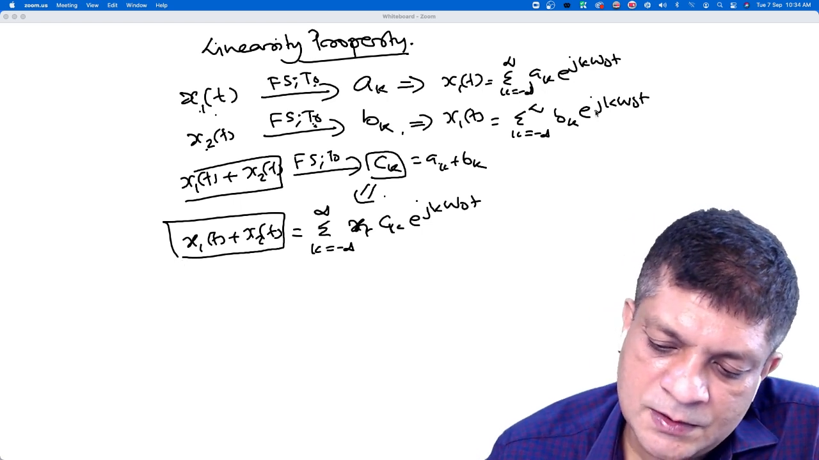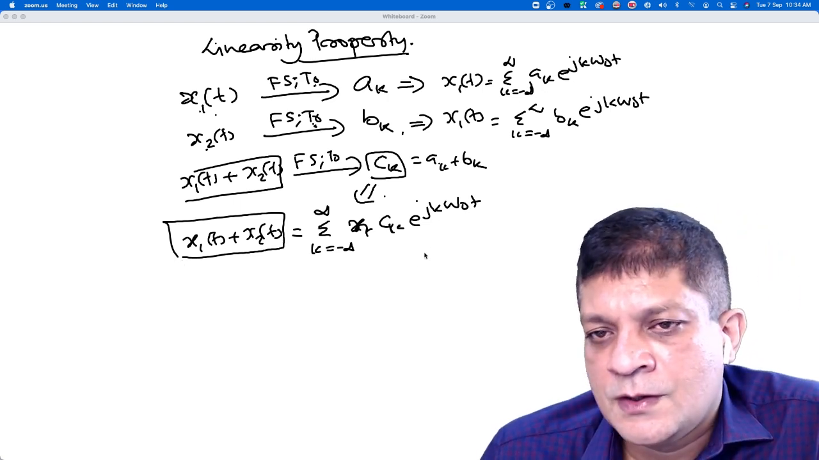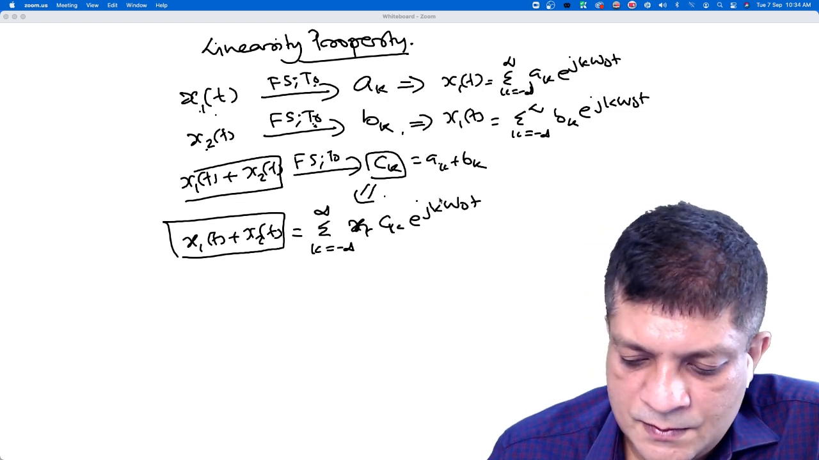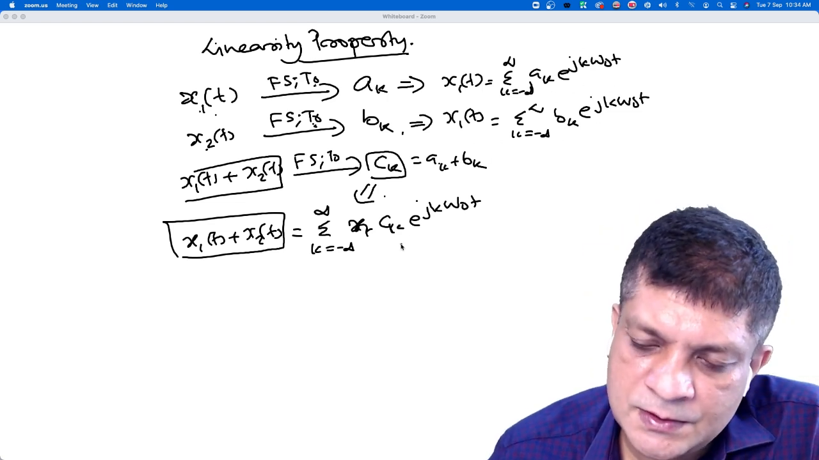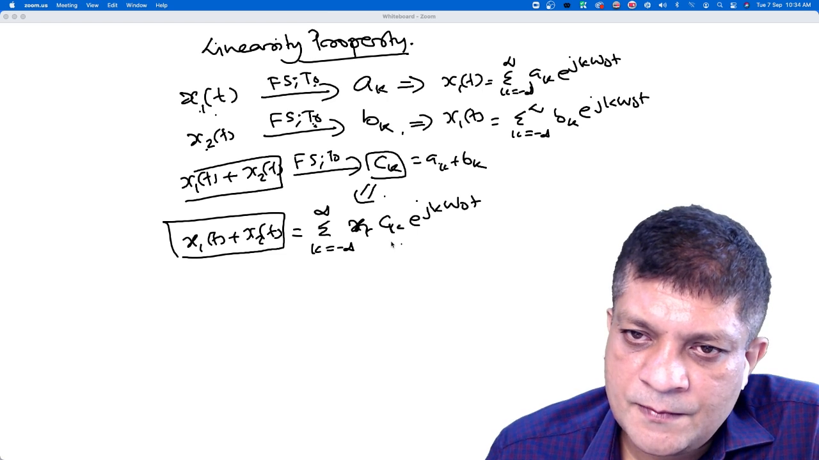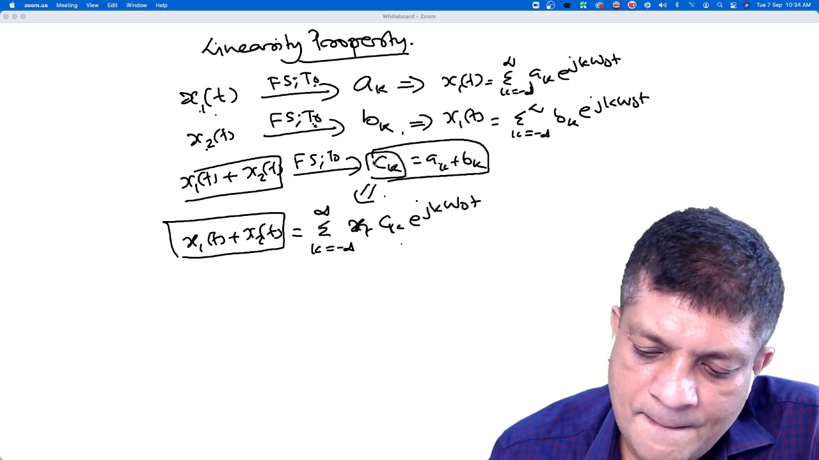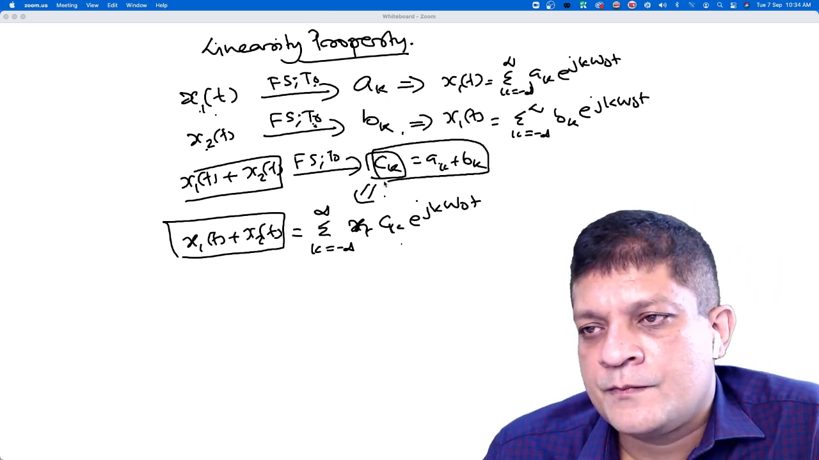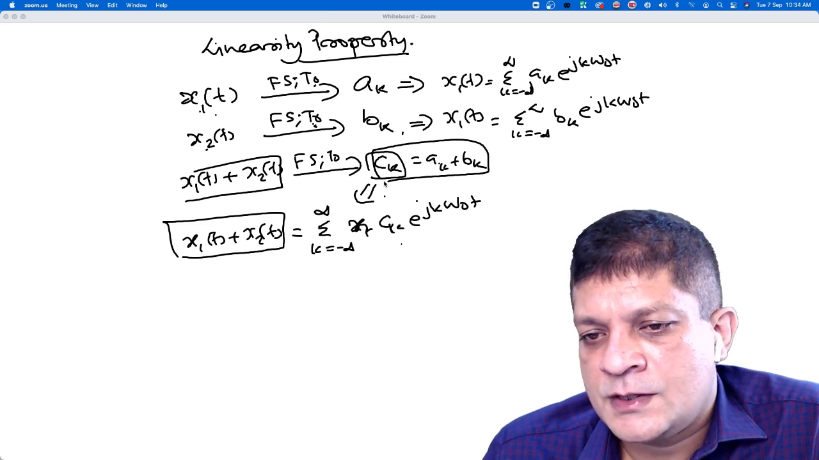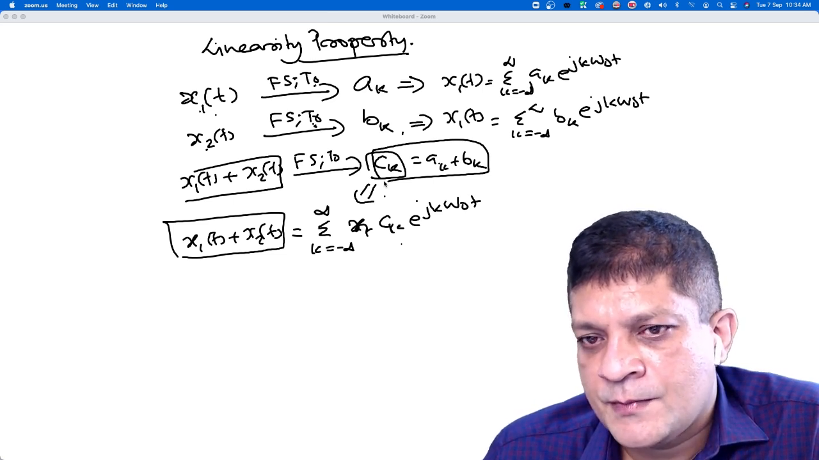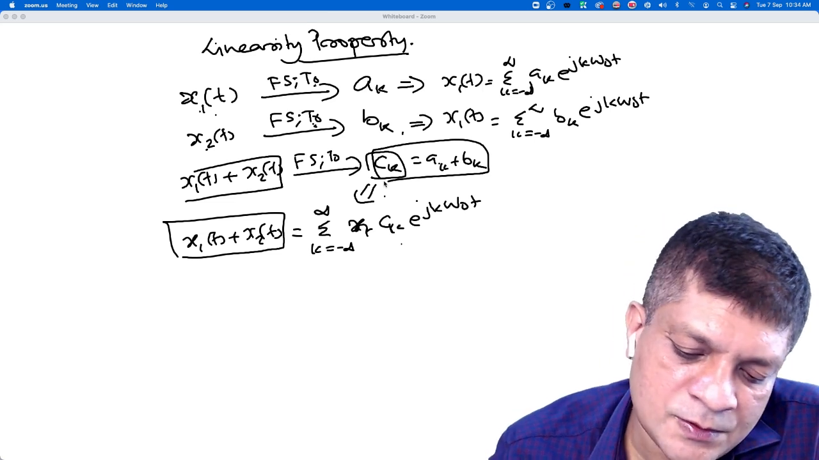Now, if we add these two and equate that summation with this, what will you get? Will you get this relation? Yes. So that is the additivity property, and the linearity property. You have to prove this also.